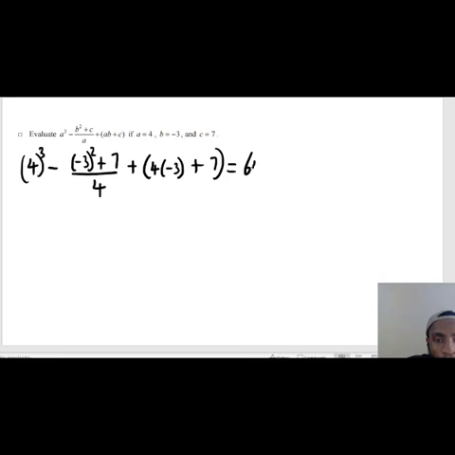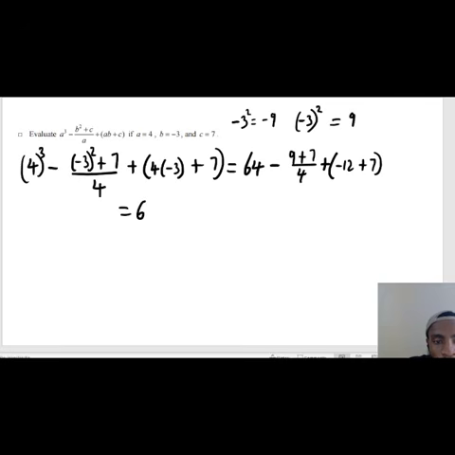4 cubed is 64, minus 3 squared, all squared. First of all, minus 3 squared like this is minus 9. But once there's a bracket over it like this, it is minus 3 times minus 3, which becomes 9. So this will give us 9 plus 7 over 4, right? Plus, you open the bracket. 4 times minus 3 is minus 12 plus 7 now.